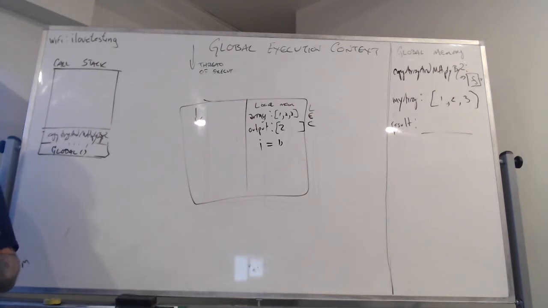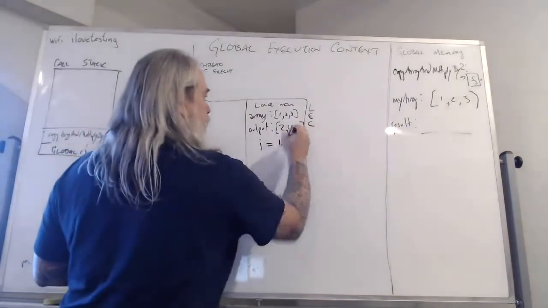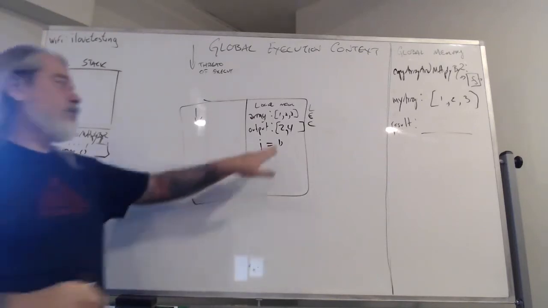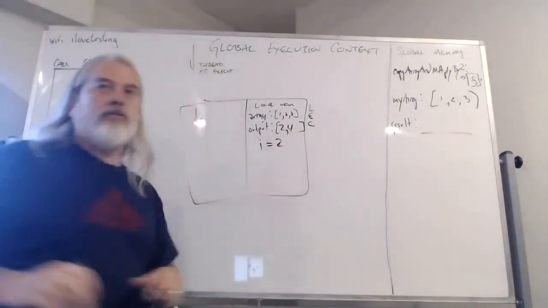What is array[i]? 2. 2 times 2. Jesus Christ, please, 4. Thank you. And then we're going to push 4 onto our output array. Boom. 4. Right? We get to the end of our for loop. What are we going to do? Increment. I is now 2.